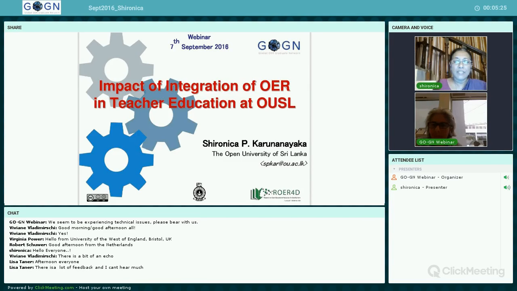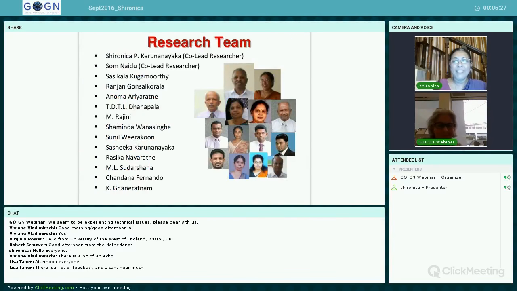This research is conducted by a team of 14 of us actually. Me, the lead researcher, a colleague in Australia, and 12 other colleagues from the Open University of Sri Lanka. We are all from the Faculty of Education.